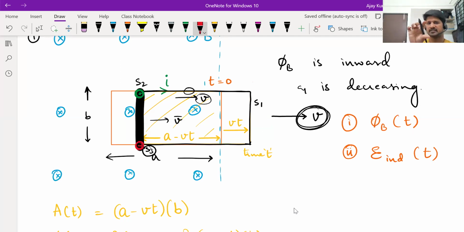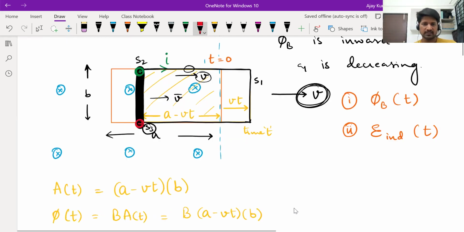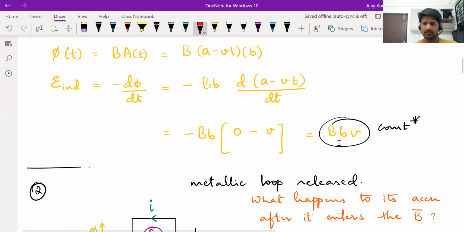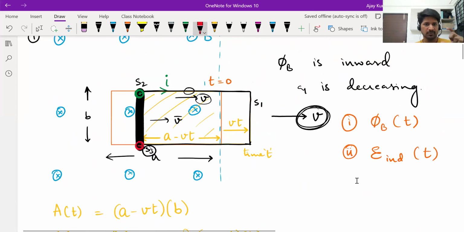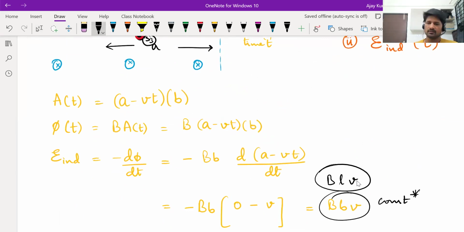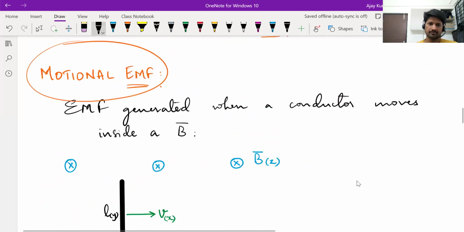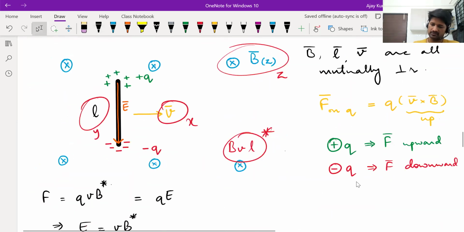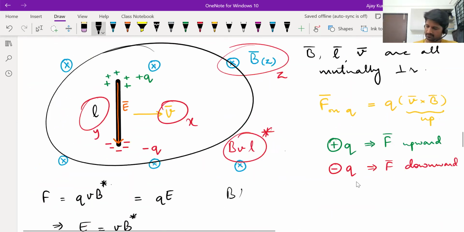Whatever is the EMF in that side itself is the EMF in the entire loop because the other sides don't have any EMF. And what is the answer we got? We got the answer as capital B small b into V. Small b was nothing but the length. So indirectly, the answer we got was BLV, as expected. In this case also, the result we derived is BLV only.